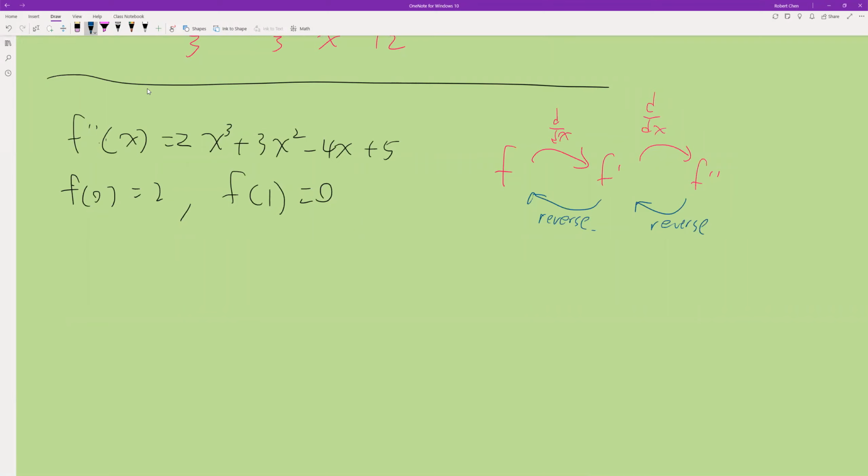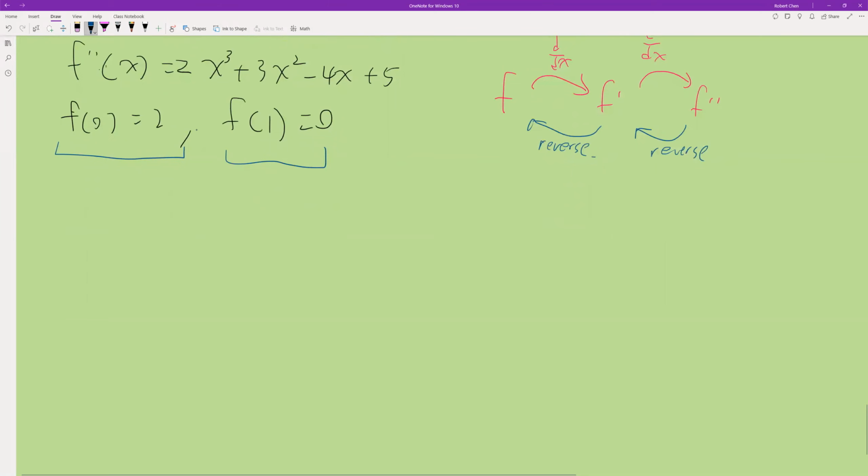Now here is what we have. We have two specific points on the original function f. When x is 0, f is equal to 2, and when x is equal to 1, f is equal to 0. Now these two facts are going to help us identify the specific function that we're looking at out of infinitely many possible solutions.